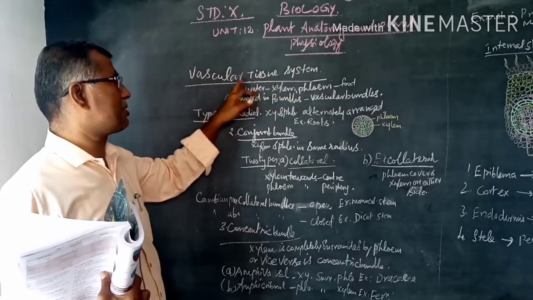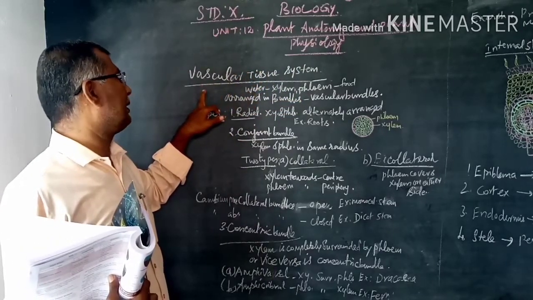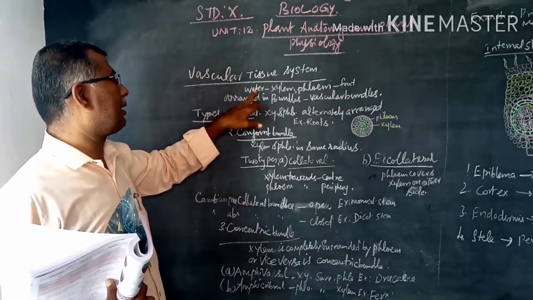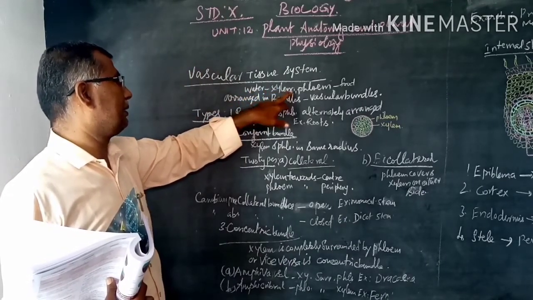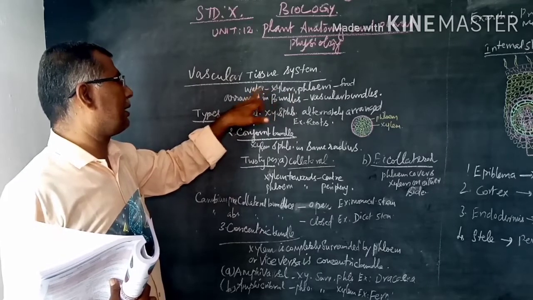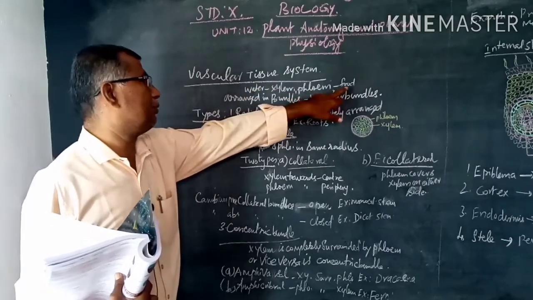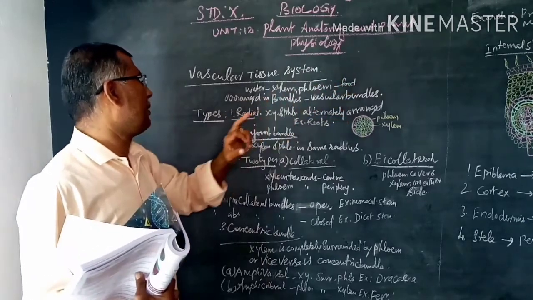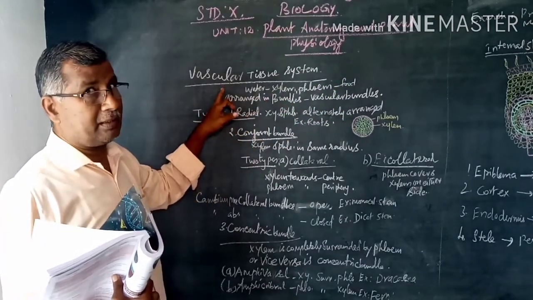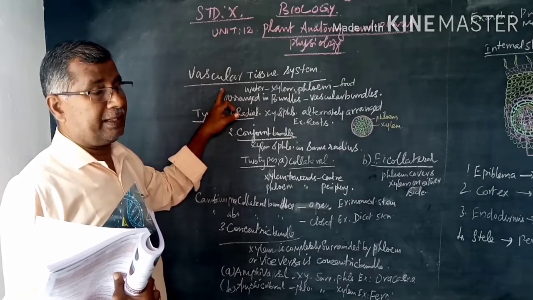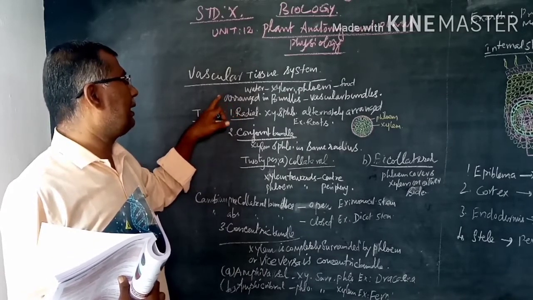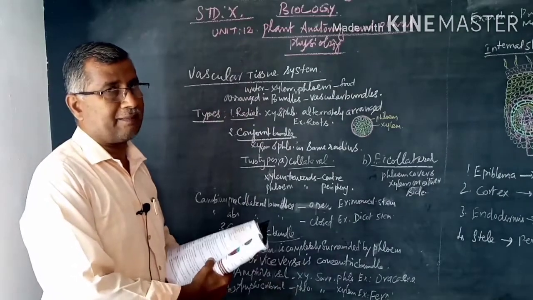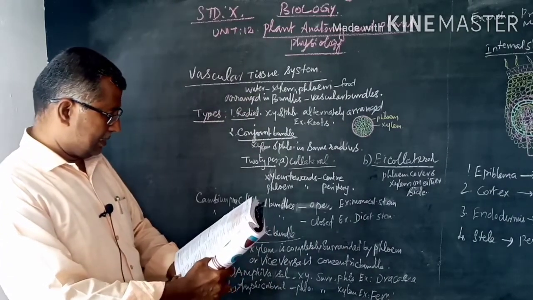So vascular refers to something very important, understand, because the vascular tissue conducts water and food. Xylem conducts water and phloem conducts food from the synthesizing portion to the storage part. That's why vascular tissue is a very important one. Then they are arranged in bundles, so we call them vascular bundles.